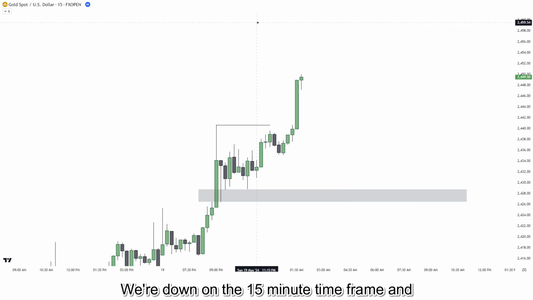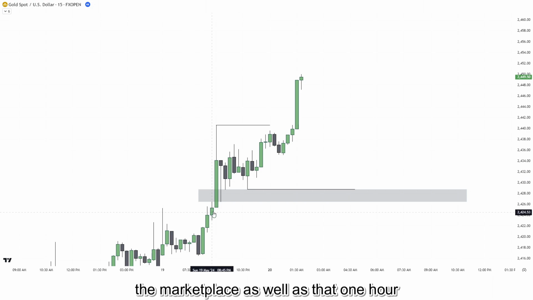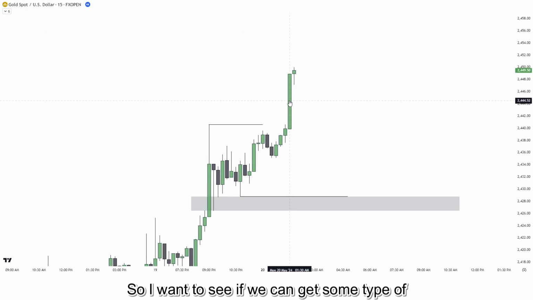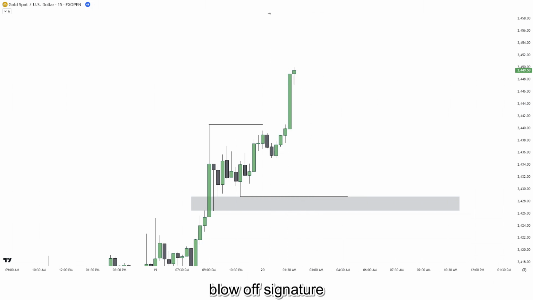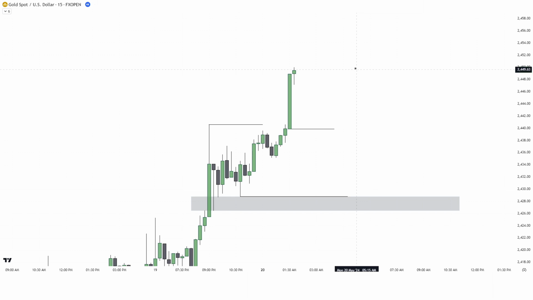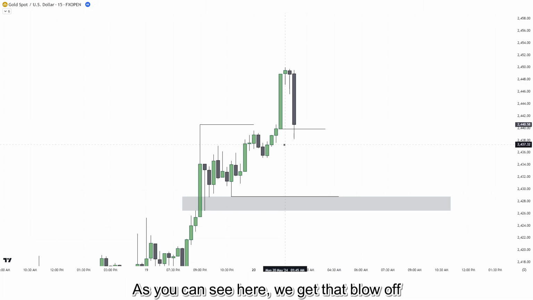We're down on the 15-minute time frame, and we can already identify these lows inside the marketplace, as well as that 1-hour bullish fair value gap as potential draw on liquidity. So I want to see if we can get some type of blow off signature, reaching back down into the low here of this initial push higher for that continuation to the downside. Let's see what happens.